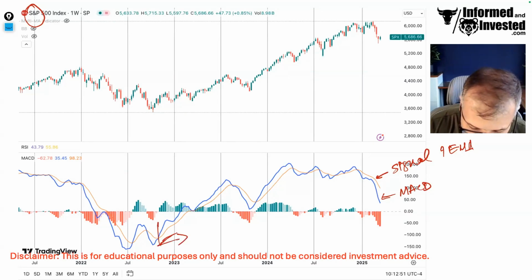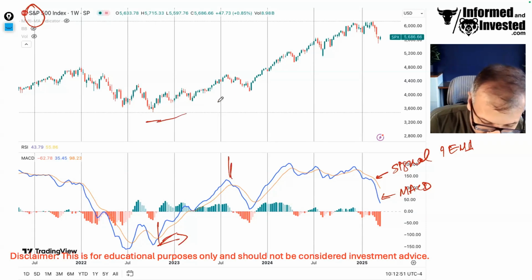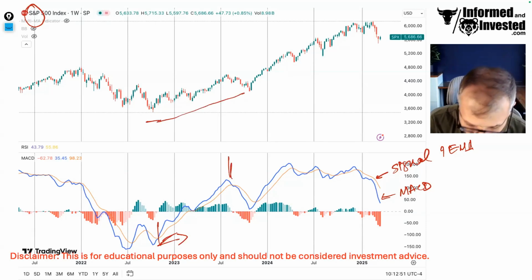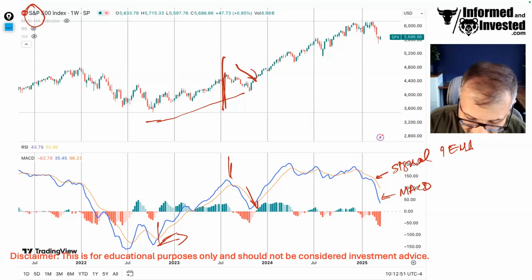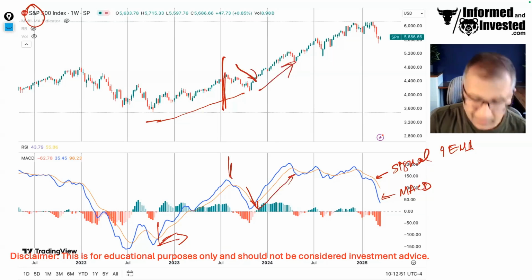For most of the time, the MACD line is above the signal line all the way up till here. And notice what happens in the S&P 500. It goes up, up till somewhere here. And then there's a crossover, and the MACD line goes below the signal line. And look at what happens to the S&P 500. It goes down. Then it changes trends again, and it goes back up, and so on.